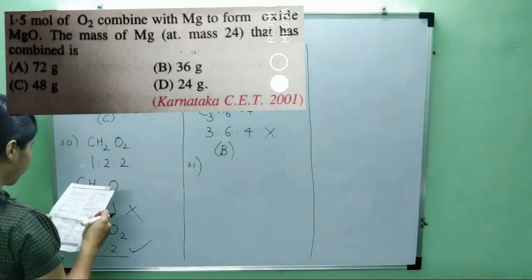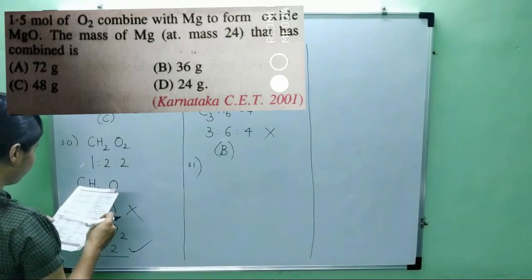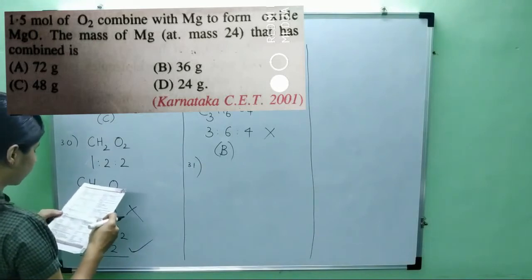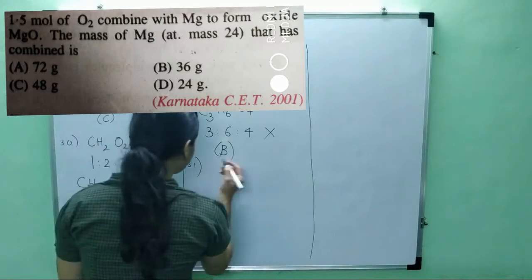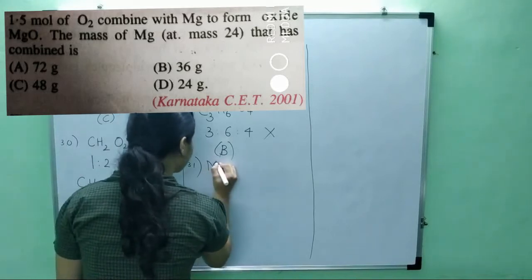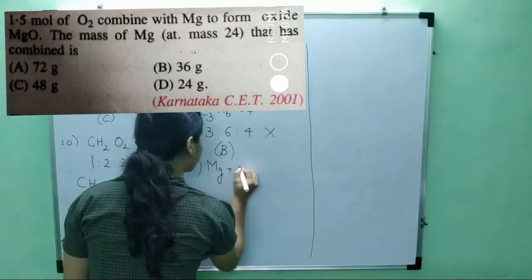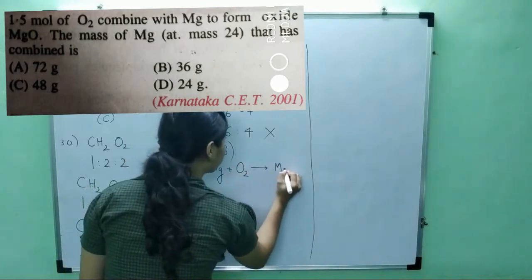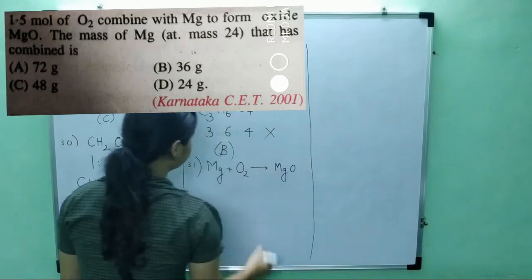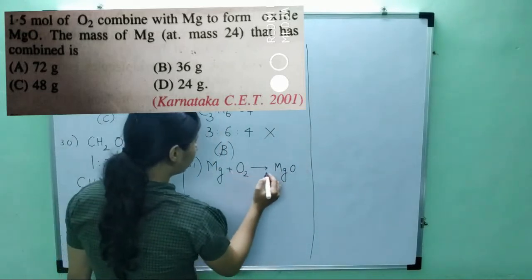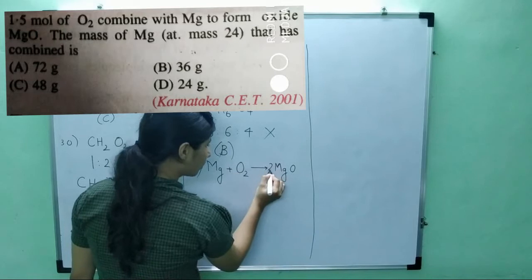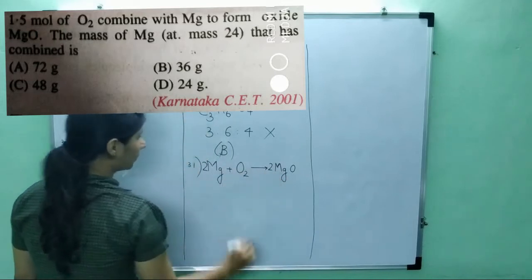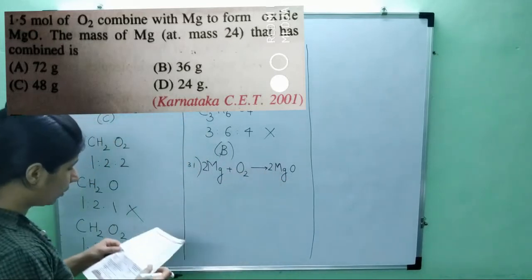Next question. If 1.5 mole of oxygen combined with magnesium to form oxide MgO, the mass of magnesium that has combined is, right? Now first look at the equation. What is it? Magnesium has to combine with oxygen, and this will give what? Magnesium oxide. Okay. Now first I have to balance the equation. Okay, so this is the balanced equation.